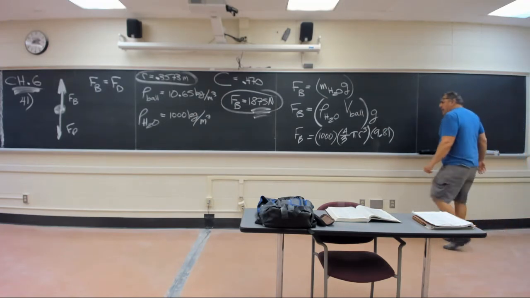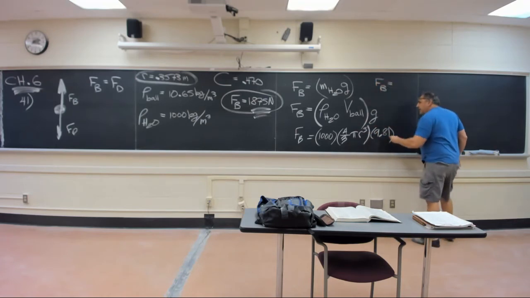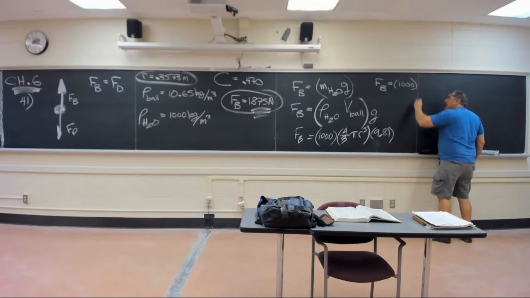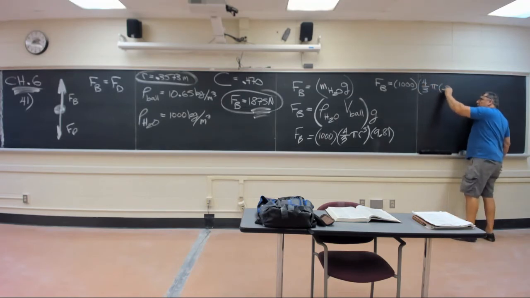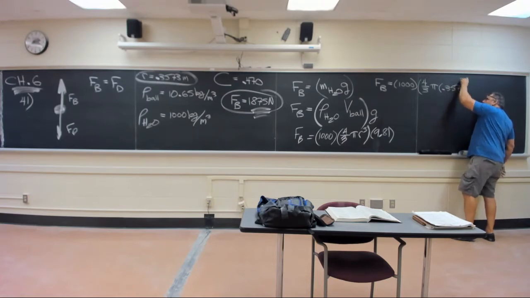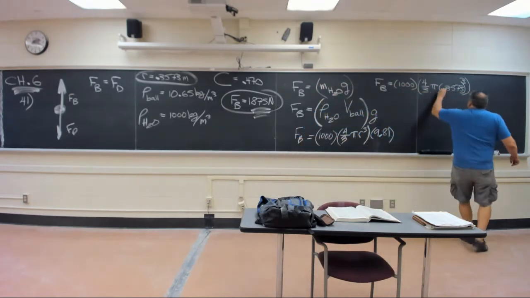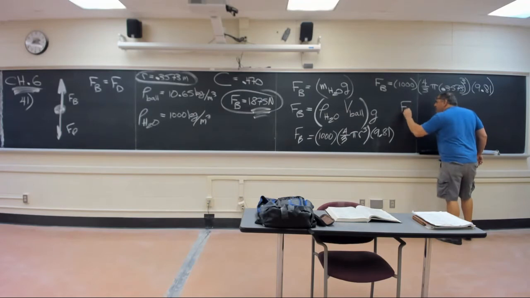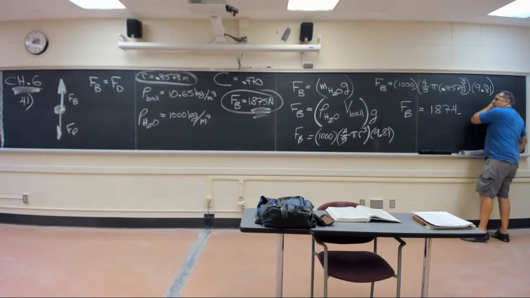What's going on here? Well, this thing right here, we're essentially going in this direction. We're saying 1,000 times 4/3 times pi times 0.3573 cubed. That's meters. Times 9.81. When you actually do it, it comes out to like 1874 point something.